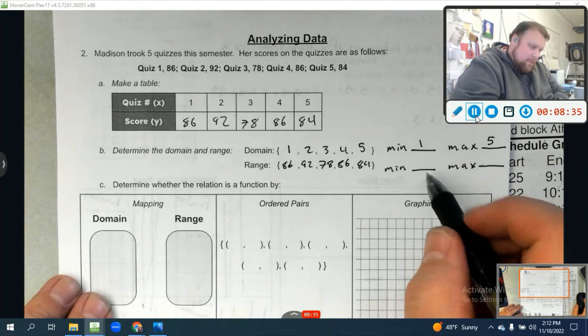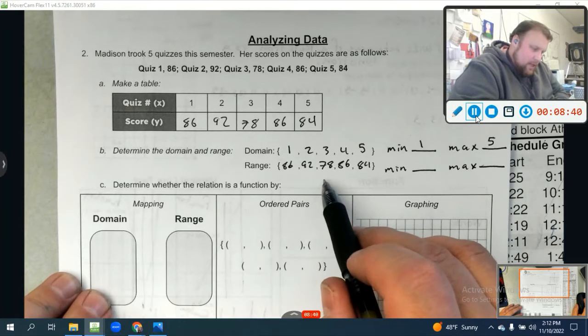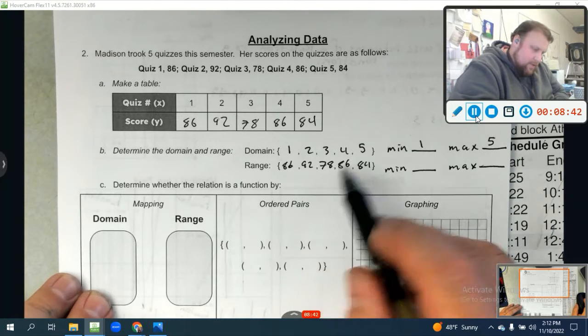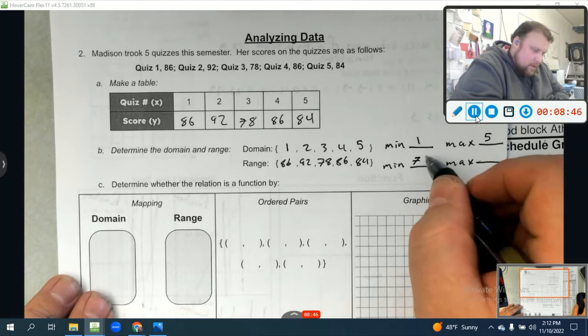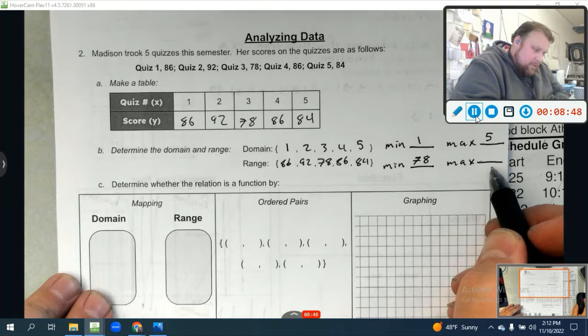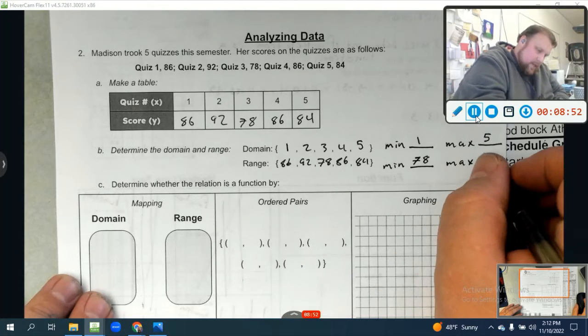What is my minimum value of my range or my Y value? Well, let's see. Is it 78? Looks like 78. And what's my maximum value? Is it 92? Can anything beat 92? Nope, it's 92.